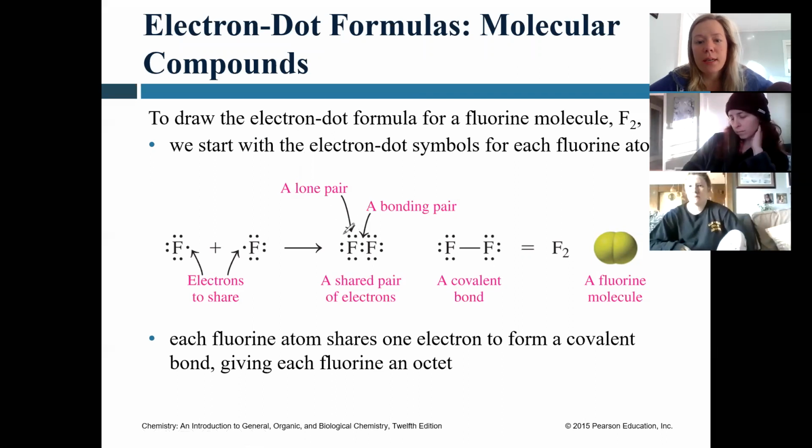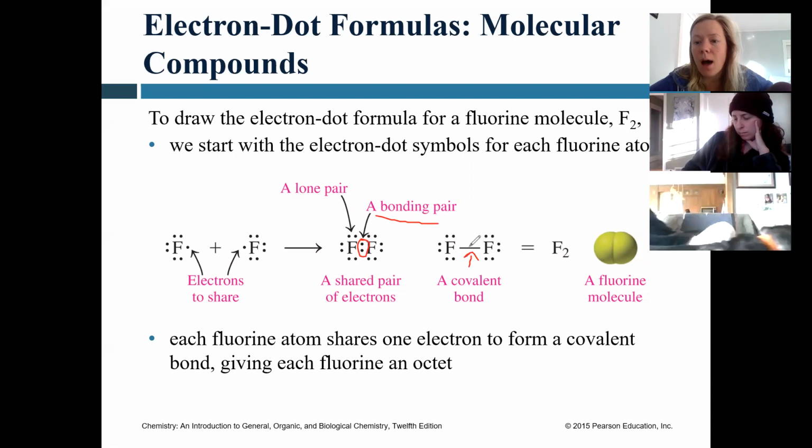So these ones out here, these are known as lone pair electrons, meaning that they're not involved in bonding. And then this central one is the bonding pair. And again, the bonding pair, we will use a bar just to differentiate it from the other ones.